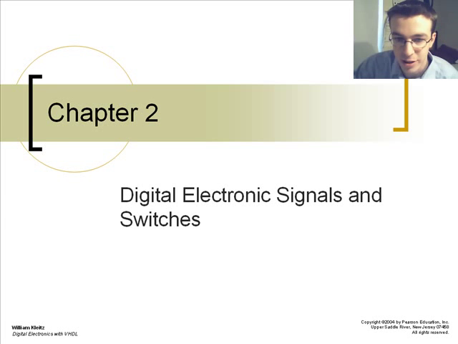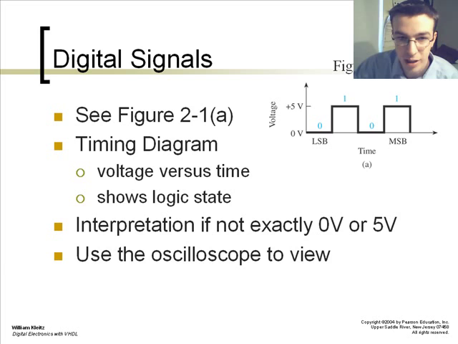Chapter 2, Digital Electronic Signals and Switches. Digital signals. The basic timing diagram associated with digital signals is a voltage versus time diagram. This shows the logic state. As you can see in figure 2-1, 0 volts is the 0 logic level for digital, and 5 volts, analog 5 volts, is digital level 1.